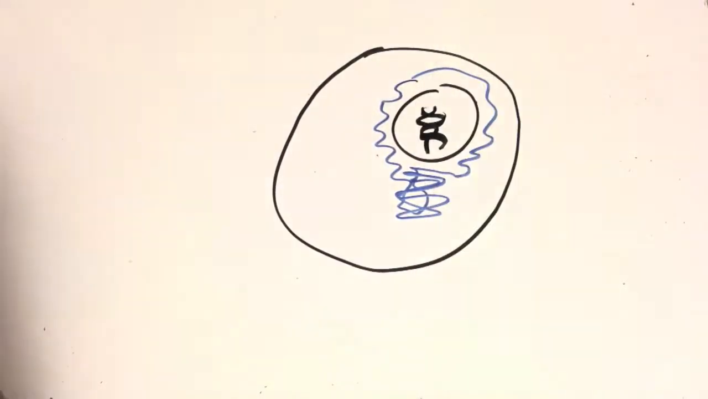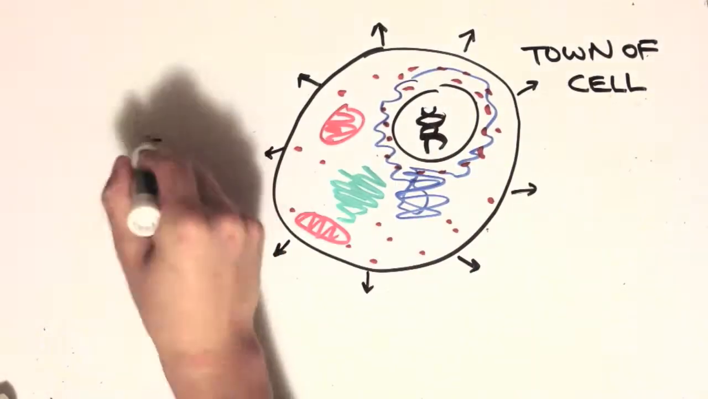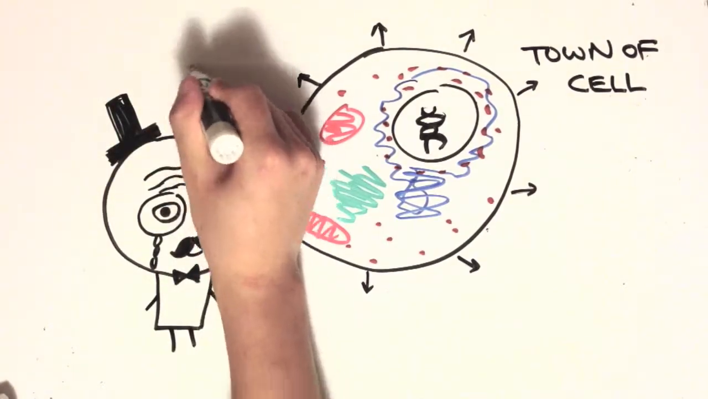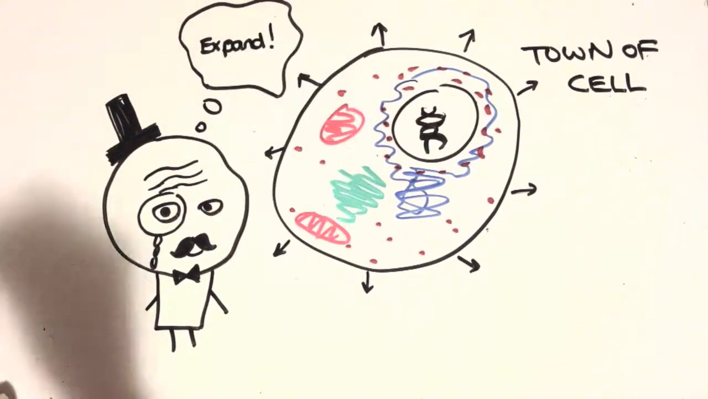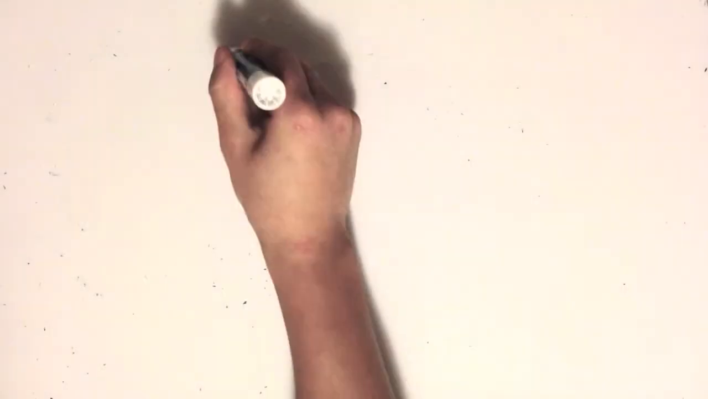To explain DNA replication, I'd like you to imagine a cell as a town. It's a bustling metropolis with a lot of commotion and traffic. It's getting so big after a long growing period that the mayor of the town wants to expand. But the problem is that there is only one copy of DNA.